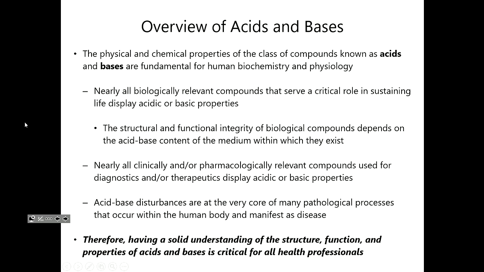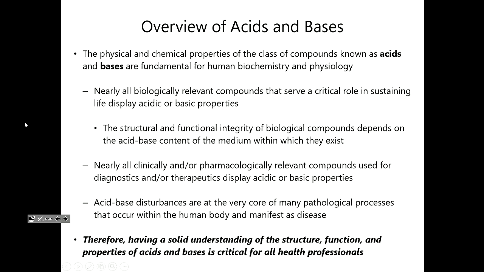So, this class of compounds, again, acids and bases, as we're going to learn, they sort of have opposite behaviors. These are fundamental classes of compounds for both human biochemistry and physiology. As I've said, nearly every biologically relevant compound that serves any type of critical role in sustaining life displays some kind of acid-base property. The structural and functional integrity of nearly every biological compound depends on the acid-base content of the medium in which they exist.